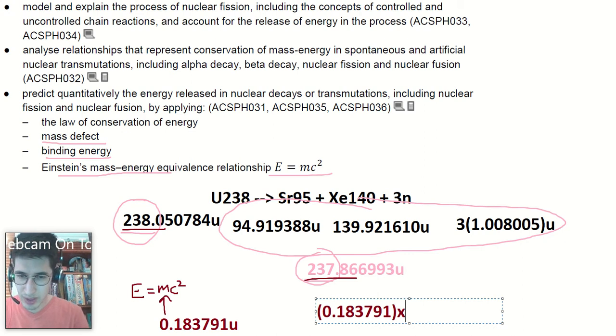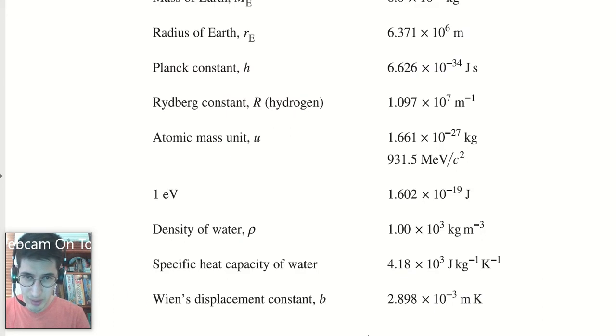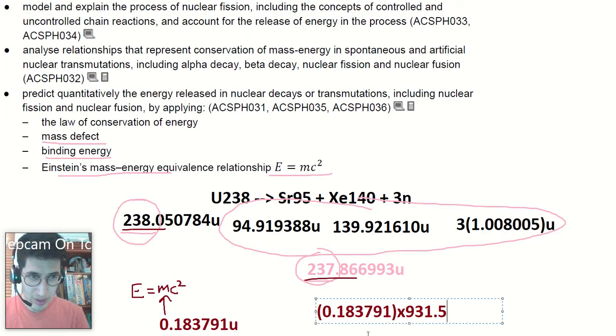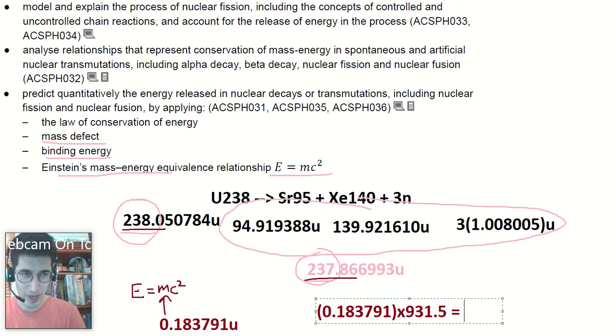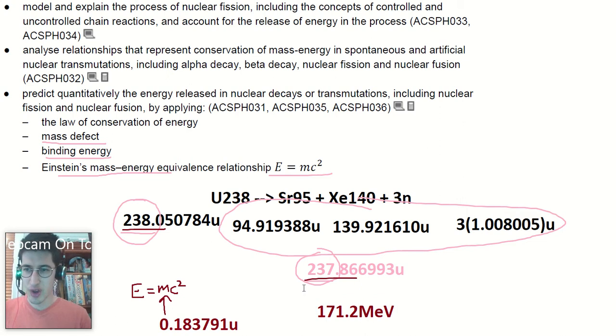the conversion factor, 931.5, is that what it was? Yep, 931.5. And so in the equation, it says times c squared here, but 931.5, you'll notice that that is divided by c squared, so those two cancel out, so that should give you your answer of 171.2 mega electron volts. Okay, that is the amount of energy released from one uranium-238 atom splitting in half.